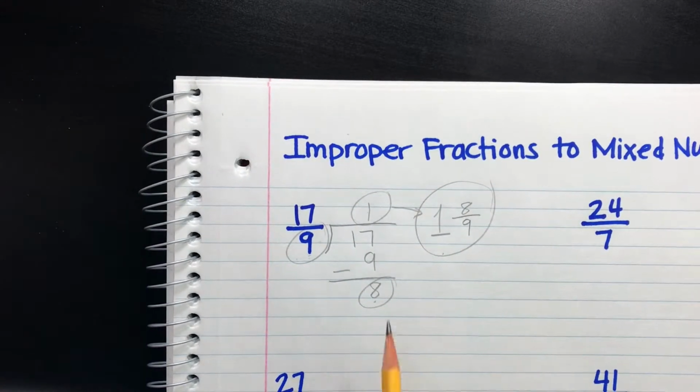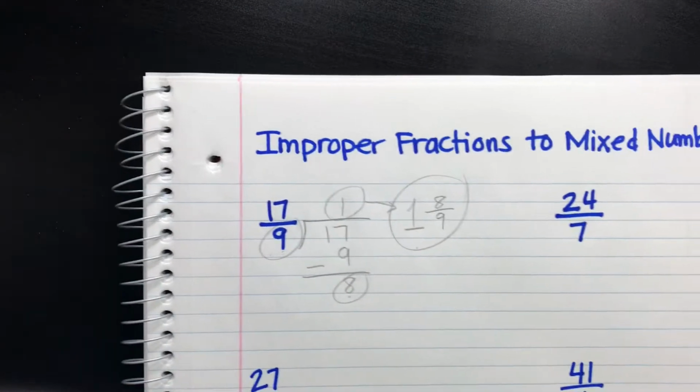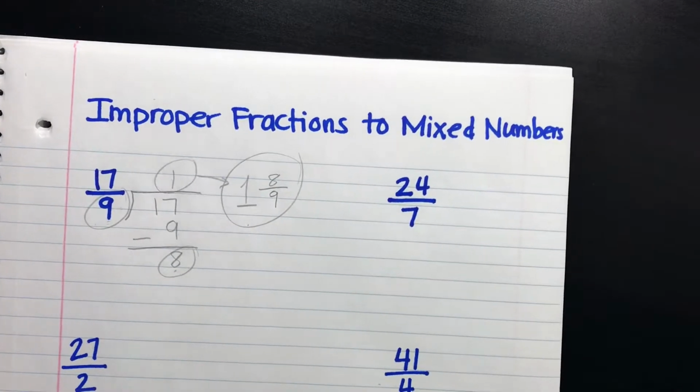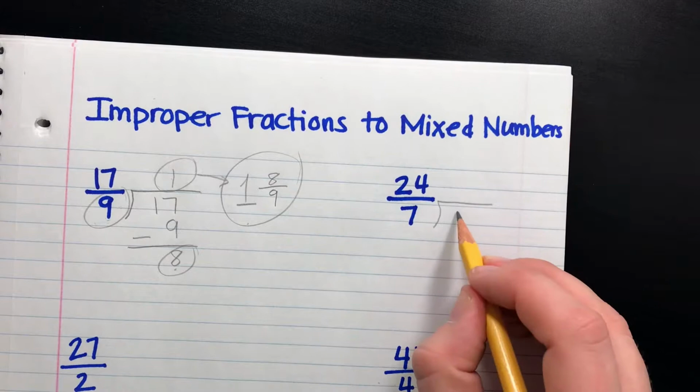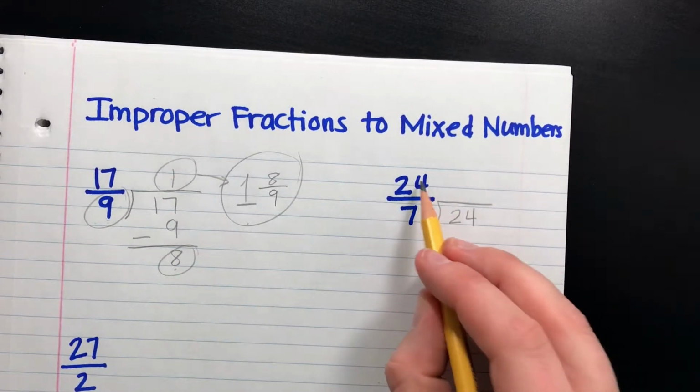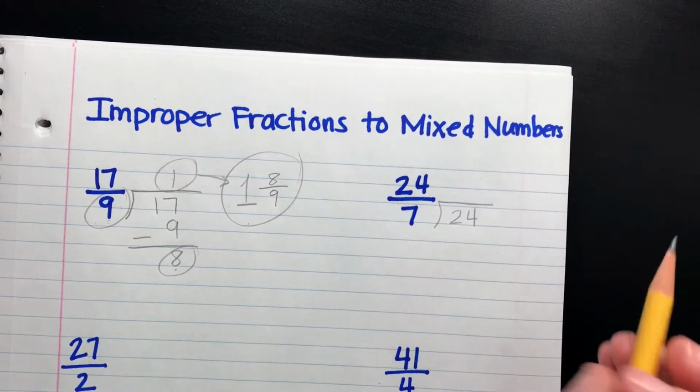Okay, if you need, you could always pause the video right here just to see the entire problem done all at once, if that's helpful to you while you're doing your own practice. All right, so let's move on to 24 over 7. Again, just draw our division bracket and put that top number, or that numerator, inside.